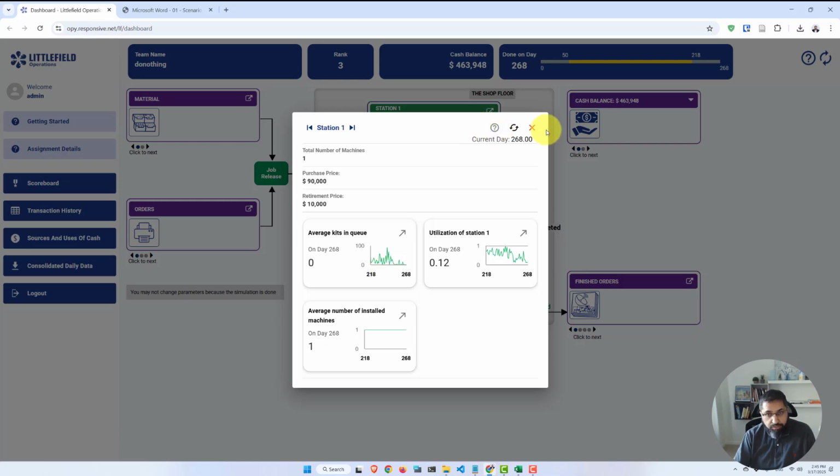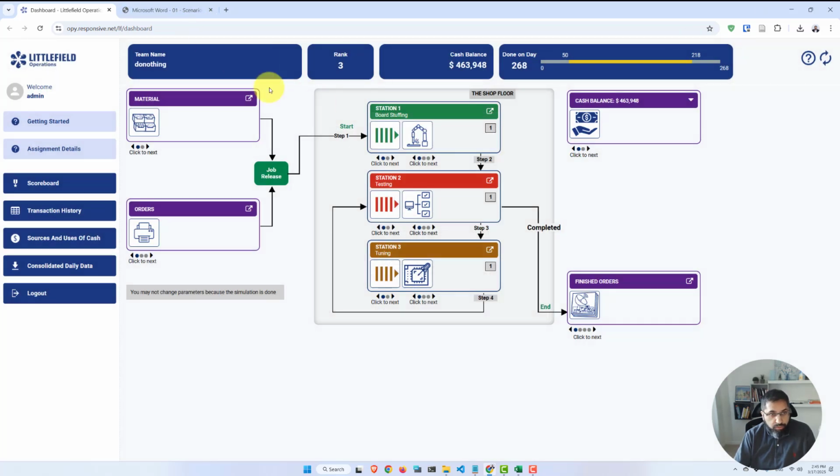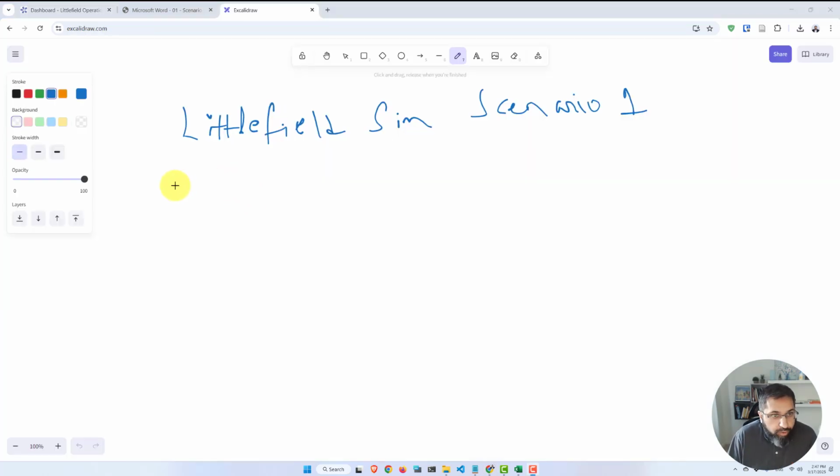Now, why do queues grow? Why do queues form? That's an important question, because we saw you want to keep track of lead time and average revenue per job, and that is affected by queues. So why are queues forming? Why do we have queues in our system?